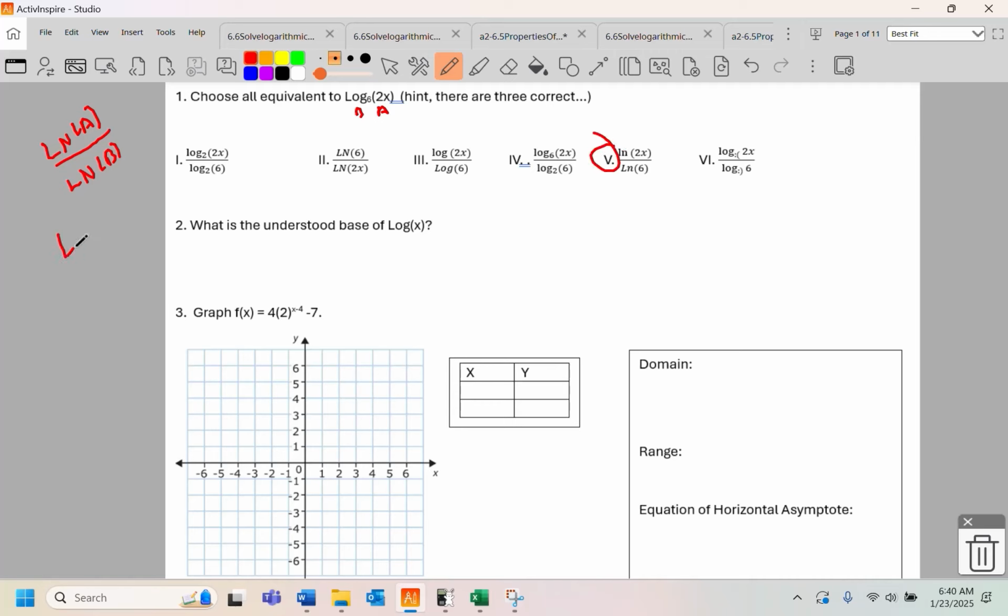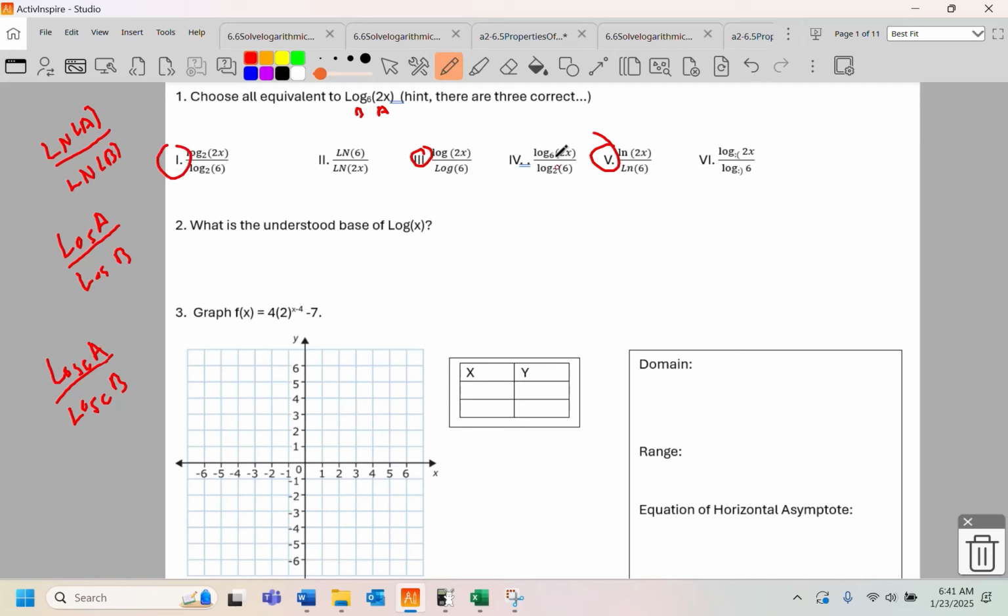I'm also looking for log of A over log of B because you're choosing the bases to be E and 10 respectively. So I'm looking for a log of 2x over log of 6, and that's that one. And the other one I'm looking for is where the bases, I don't know why I put a B there, but the bases match. And things are in the right place. Looks like choice 1.